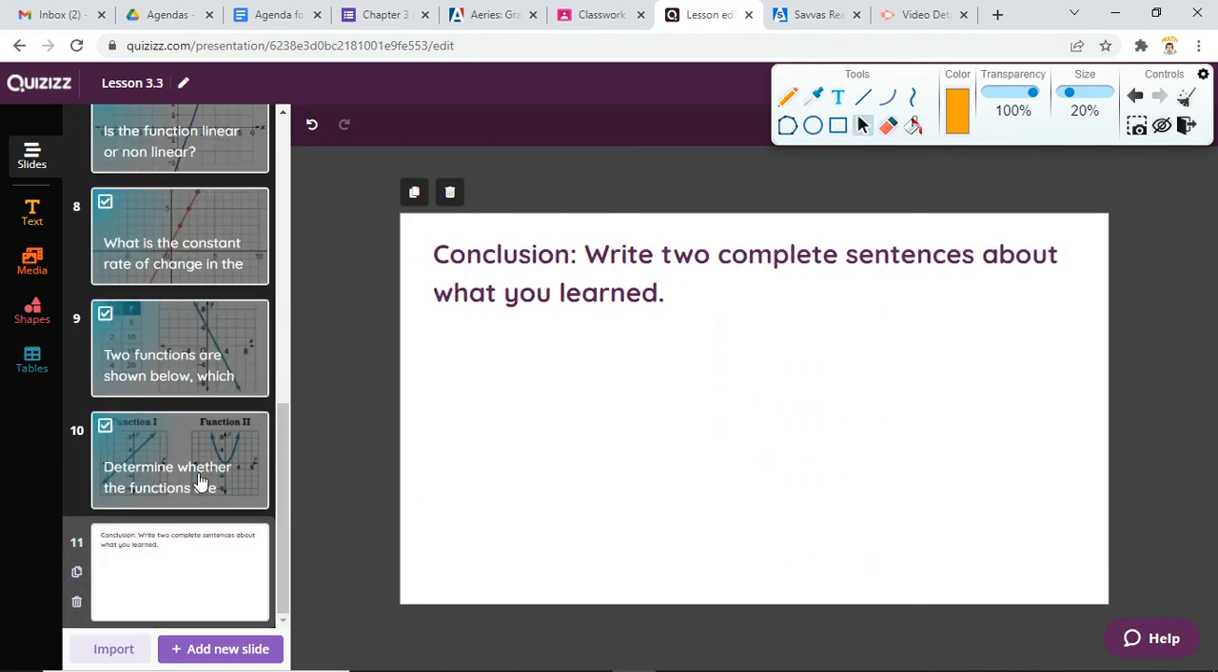Alrighty, what I need you guys to do today is write a conclusion about what you learned, 2 complete sentences. Remember, today we talked about our constant rate of change. You might want to mention, when is a constant rate of change present? Well, it's only going to be present when you have a linear function. You could also talk about how to find that constant rate of change or what you relate it to.